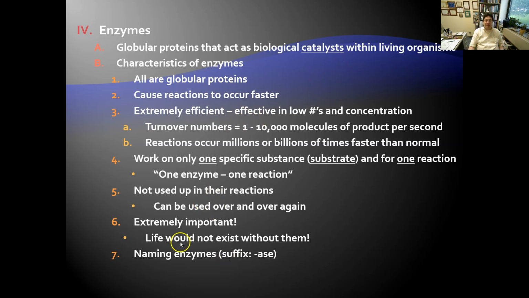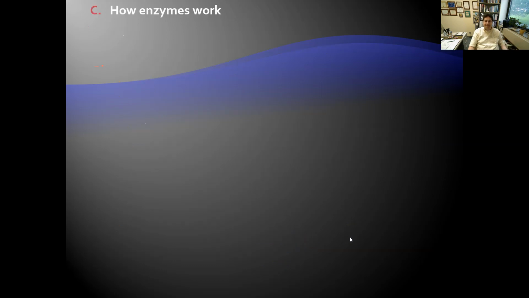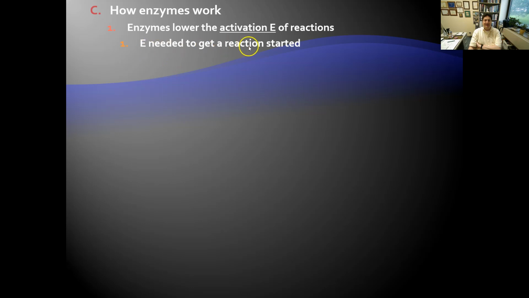Now, just a quick note on naming enzymes. Not all, but most enzymes end in the suffix ase. So something like sucrase would be an enzyme. Now, how do enzymes work? Enzymes work by lowering what's called the activation energy of reactions. The activation energy is the energy needed to get a reaction started.